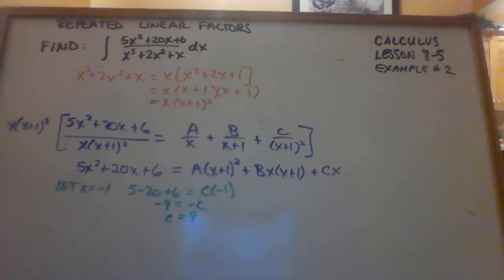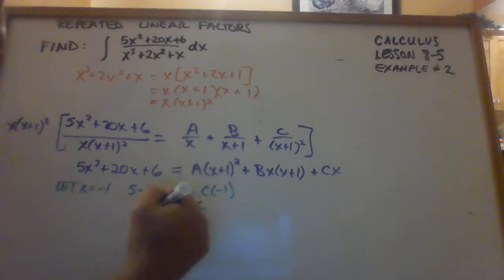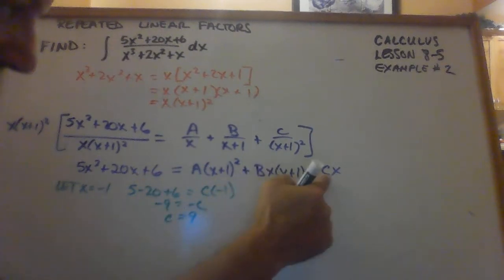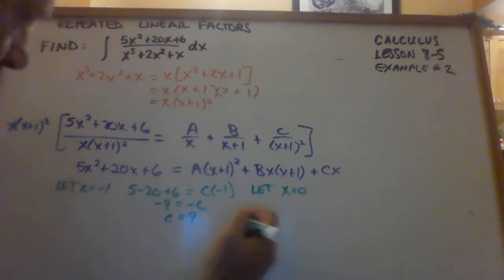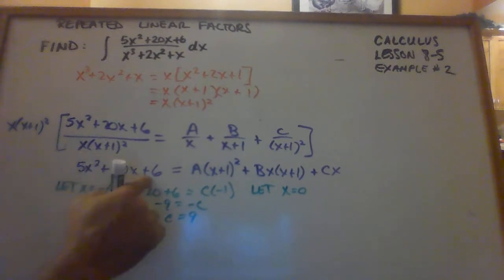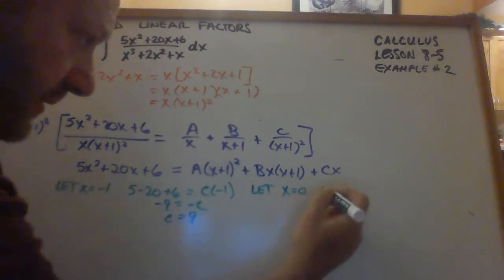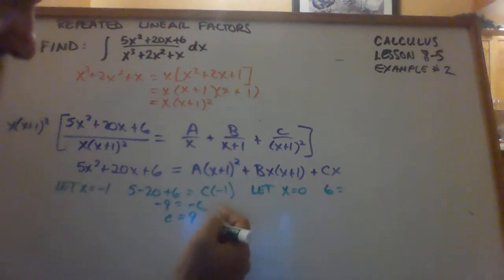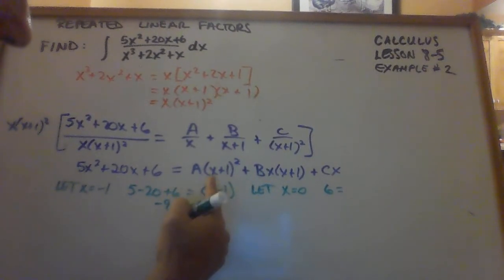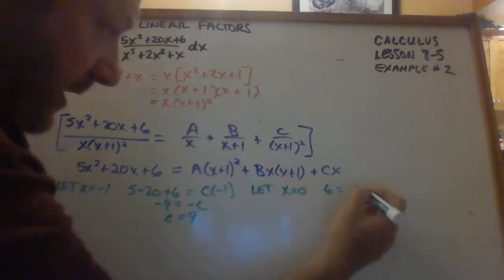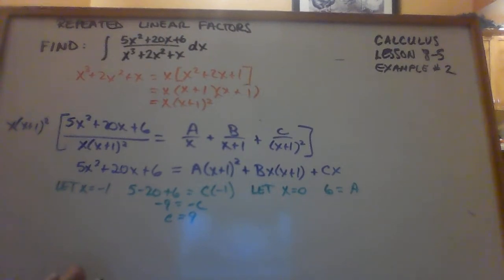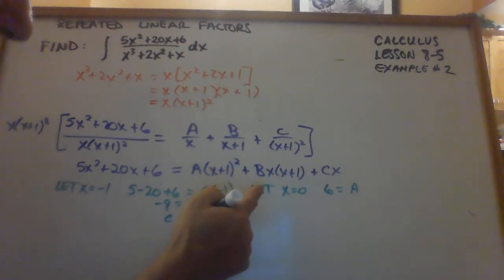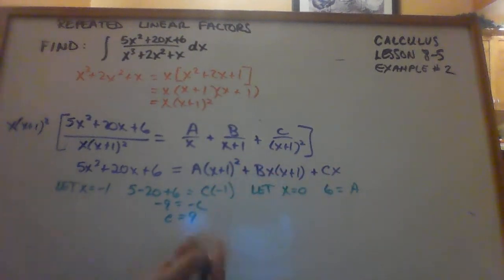Okay, the next thing that I would probably do is let x equal 0, because that'll blow up this term and it'll blow up this term. So if I let x equal 0, this becomes 0 plus 6, so that's 6 equals, if I plug in 0, I get 1 squared is 1, so I get 1a, so just a. And the other terms go away, so I just know that a is 6, so that was easy.